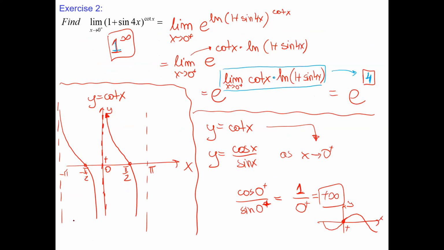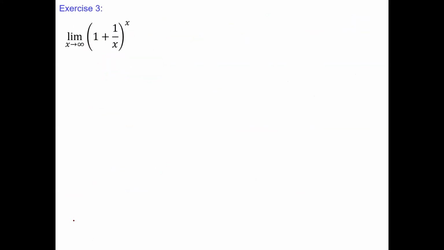Okay, another exercise. Exercise number 3. Okay, 1 plus 1 over x to the power of x, x goes to infinity. 1 over infinity is a small number, that means we have 1 to the infinity. Okay, again, 1 to the infinity. Let's check.